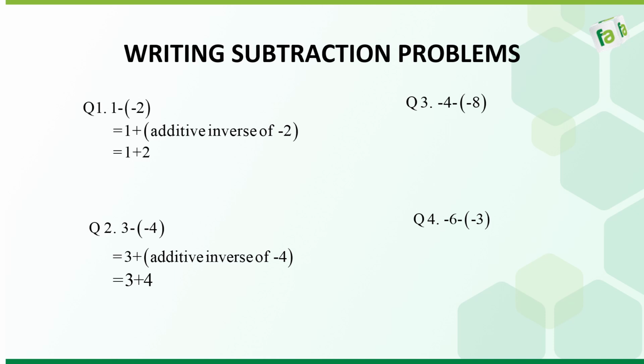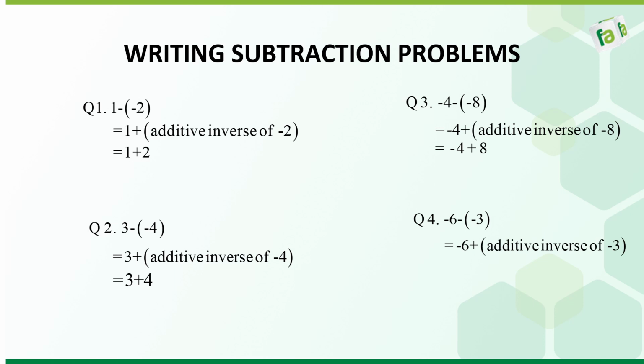For minus 4 minus minus 8, it can be written as minus 4 plus additive inverse of minus 8, which is equal to minus 4 plus 8. And for minus 6 minus minus 3, it can be written as minus 6 plus additive inverse of minus 3, which is equal to minus 6 plus 3.